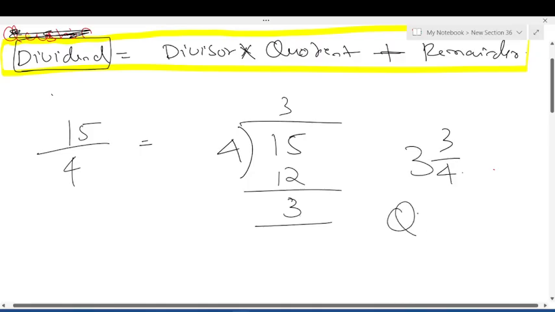You should also remember this: quotient, remainder, divisor. QRD: quotient, remainder, and divisor.